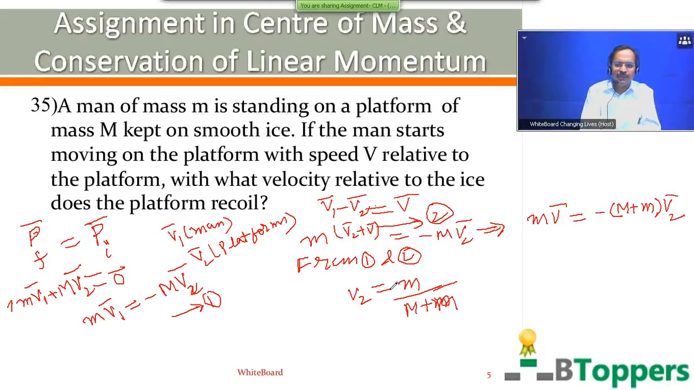So from this we get V2 bar equal to minus small m into V bar by capital M plus small m. So in vector form, this will be the answer. The negative sign indicates that the velocity of the platform with respect to the ice surface is opposite to the relative velocity of the man with respect to the platform. If you want to copy the alternate method also, you can take a pause and copy it, but it's not compulsory.